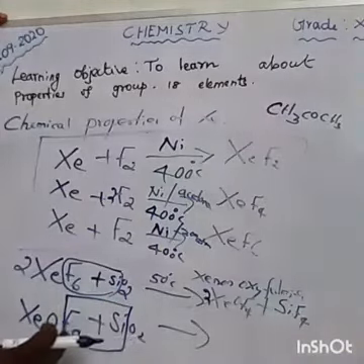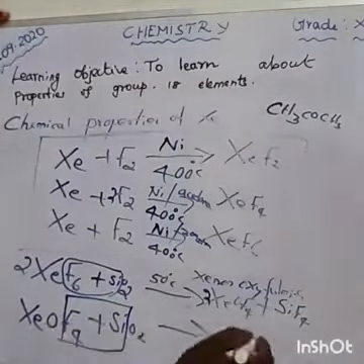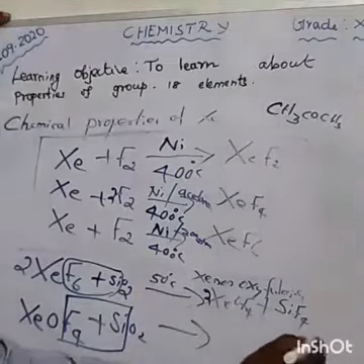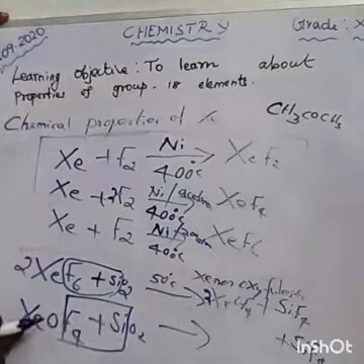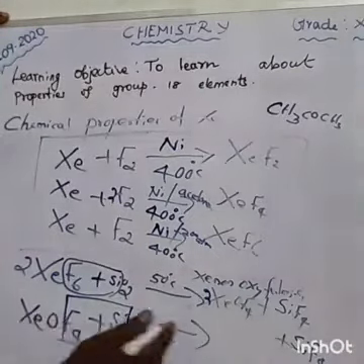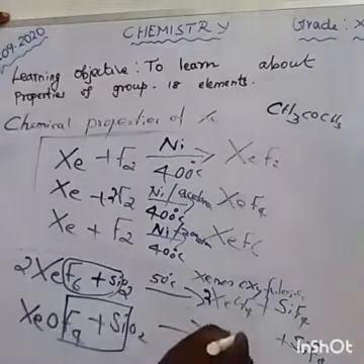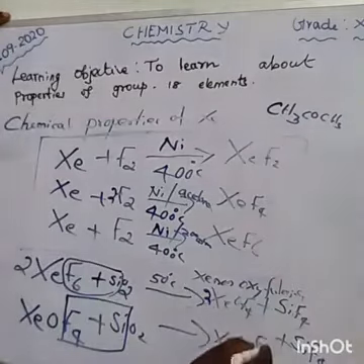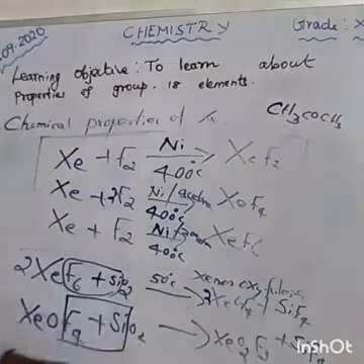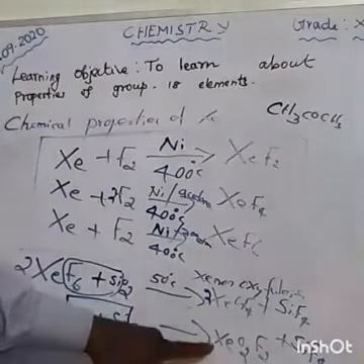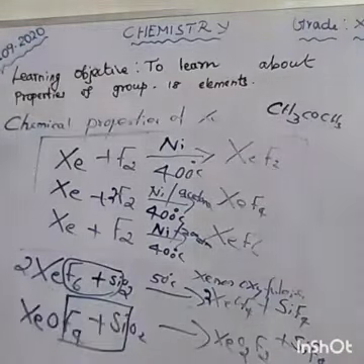Silica combines with the fluorine to form SiF4. So what are the remaining products we get? Silicon, oxygen, fluorine. So what is the product? XeO2F2. Xenon dioxide difluoride.